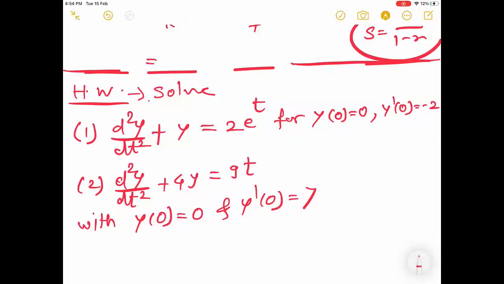And ma'am, please share the Laplace notes on WhatsApp. Yes, I'll share everything, don't worry. And Thursday I'll be taking the Fourier transform. That is a brief introduction, along with where you can use the Fourier transform in the equations. So that application only we are taking.